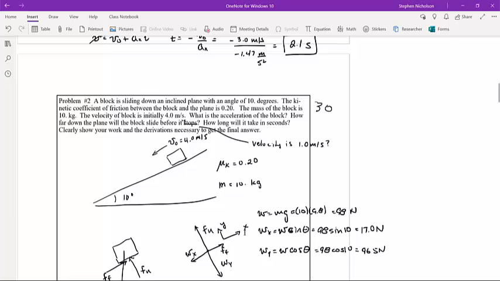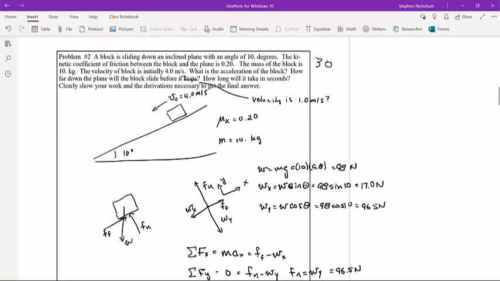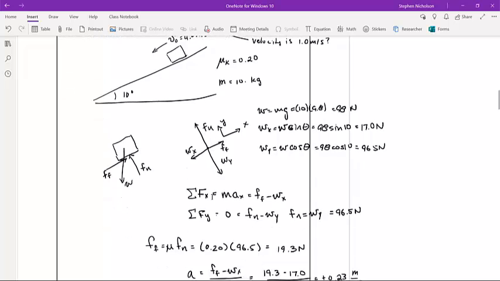So you've got your free body diagram. We've got four forces. We've got the Y component of the weight and the normal force, which are equal to each other from Newton's second law. In the X direction, we have the X component of the weight and the friction force going in opposite directions. The X component of the weight wants to pull it down. The friction force wants to slow it down, going in the other direction.